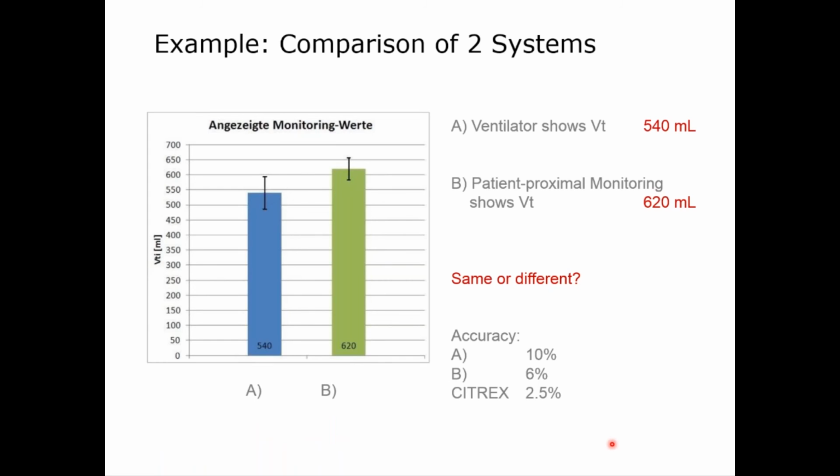A brief example: we were called once by a hospital because they saw a difference between a patient proximal monitoring system and an anesthesia machine. The monitoring system was measuring 620 milliliters, and the anesthesia machine itself was measuring 540 milliliters. They were concerned because they did not know which one was the right value, same or different. We investigated into the accuracy of both systems. The ventilator, or in this case the anesthesia machine, had a measurement accuracy of 10%, and the patient proximal monitoring had a measurement accuracy of 6%, and even with the error bars introduced here, there was little overlap, and it was not very convincing whether this was the same or not the same.